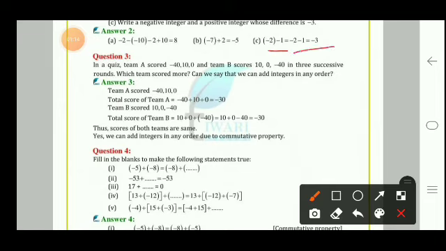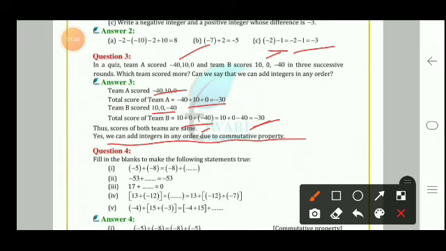Then question number 3. In a quiz, team A scored minus 40, 10, 0 and team B scored 10, 0 and minus 40 in 3 successive rounds. Which team scored more? Can we say that we can add integers in any order? Team A scored minus 40, 10, 0, so the total score of team A is minus 40 plus 10 plus 0, which is equal to minus 30. Team B scored 10, 0 and minus 40. If we add these again, the score is minus 30. It means the scores of both teams are the same. So yes, we can add integers in any order due to the commutative property.